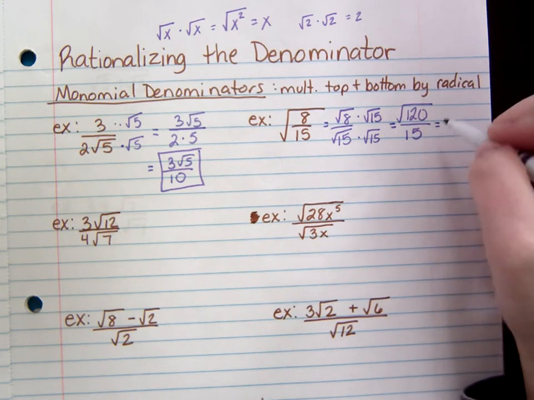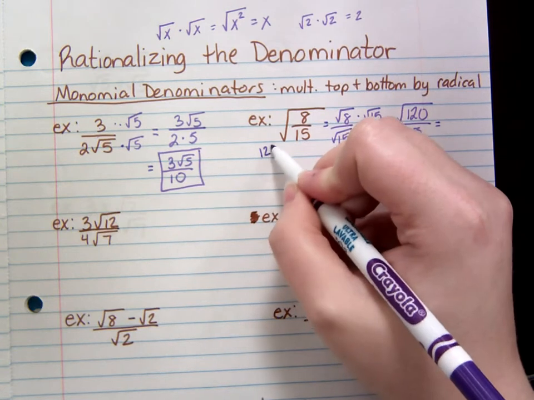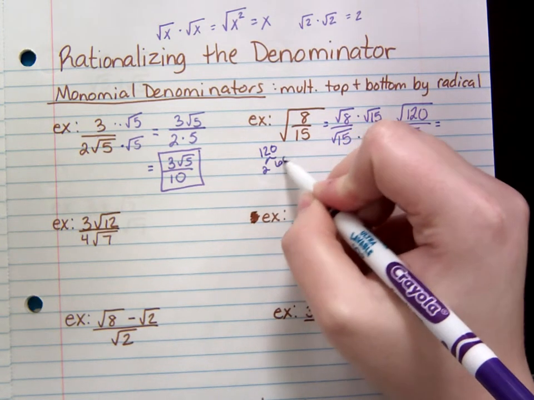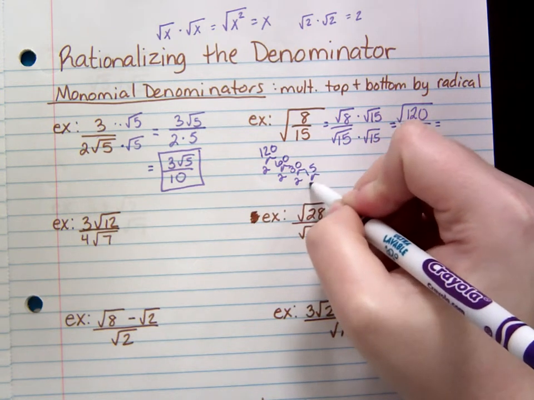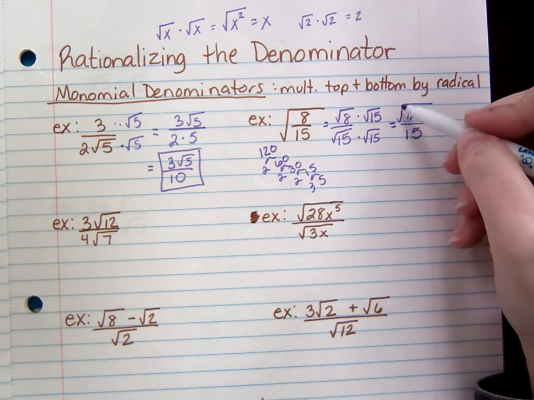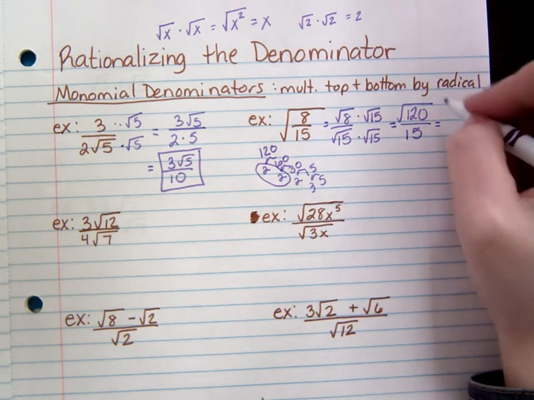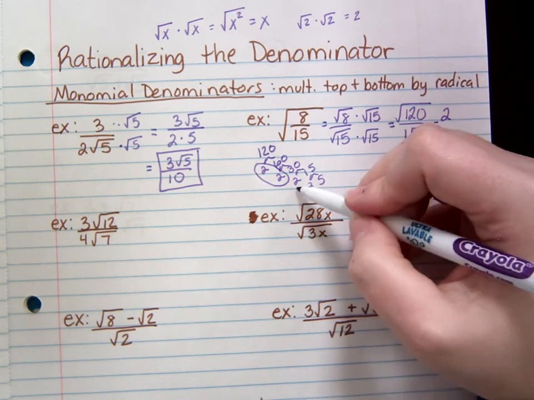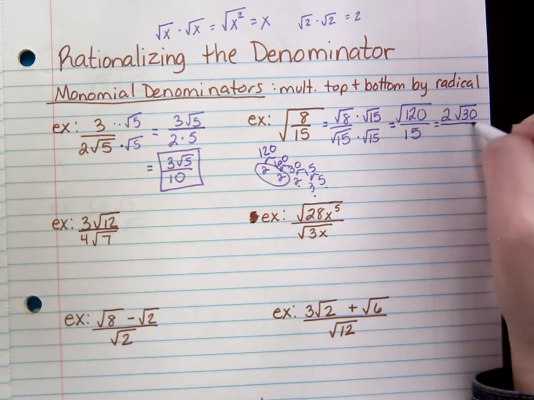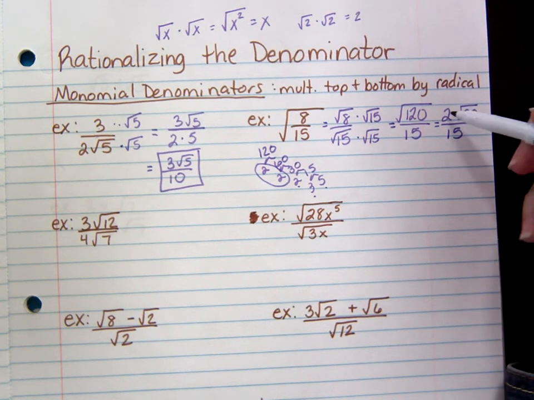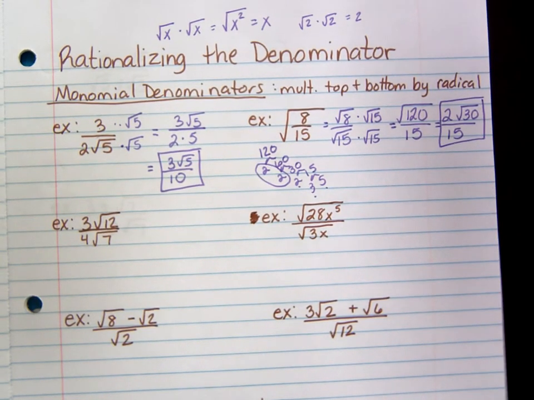But I'm not done until everything is as simplified as it can be, and I can simplify the top. 120 is 2 times 60, which is 2 times 30, 2 times 15, which is 3 times 5. Now a square root means I need 2 of a kind, and I have that here. So pull out the 2, and my leftovers multiply to be 30, so I put 30 under the radical with 15 on the denominator. 2 over 15 does not reduce, so that's where I stop.